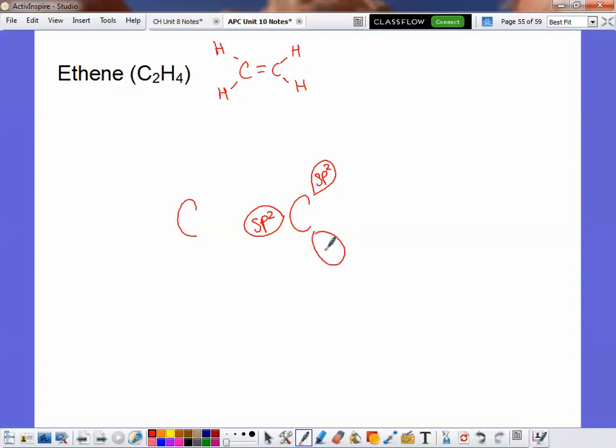And that's easier to draw on paper because that bond angle is flat. It's not 3-dimensional. sp2, what happened to my p? There we go. And then we've got my 4 hydrogens. Just like before, hydrogen is not going to hybridize. It's just going to utilize its s orbital.